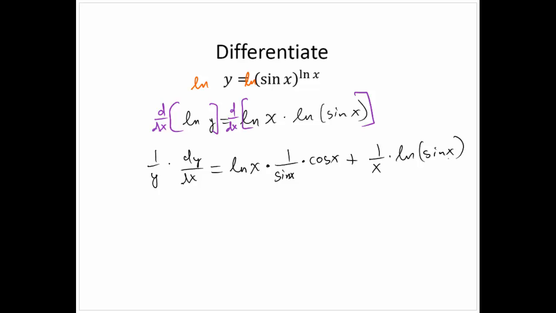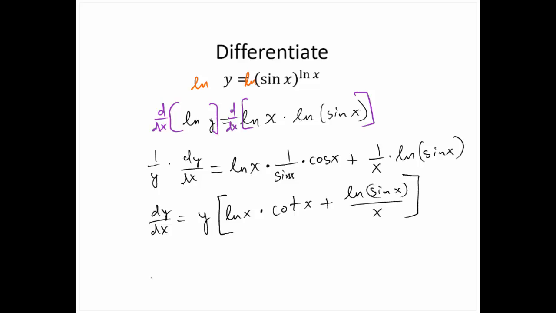Multiply through by y. dy dx would equal y times, now I can clean this up a little bit. I've got a natural log x here, 1 over sine x times cosine x, that's cosine x over sine x, that's a cotangent x, plus natural log of sine x over x.